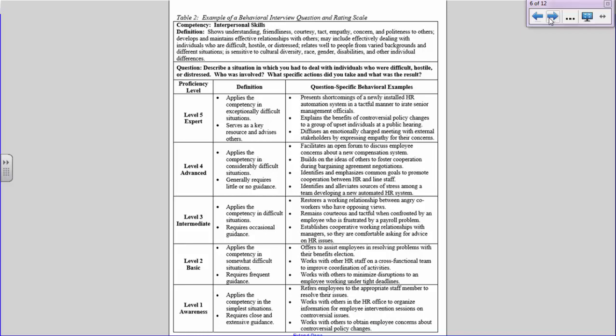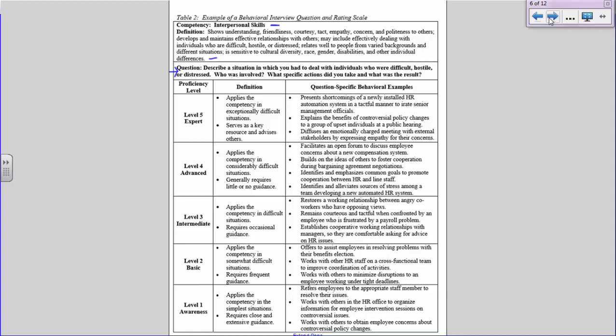And so you see here, we've got the competency that we're looking at, interpersonal skills. Then that is defined, which is similar to what you'd see in O*NET, right, when you're looking at different knowledge, skills, abilities, and other characteristics. Then we have the actual interview question right here. So, describe a situation in which you had to deal with individuals who were difficult, hostile, or distressed. Who was involved? What specific actions did you take? And what was the result?